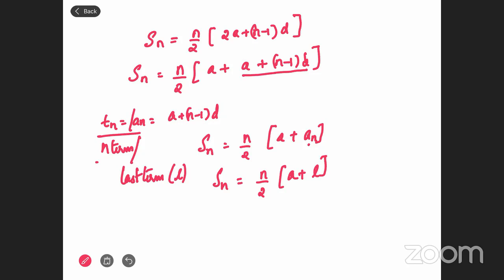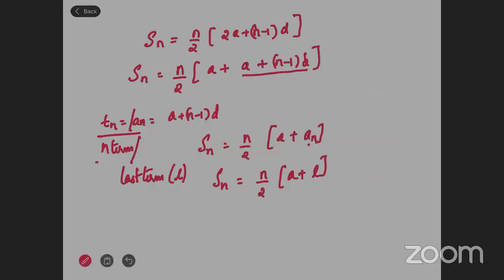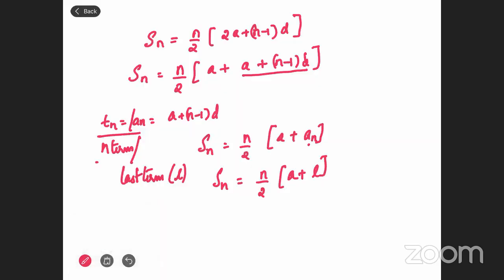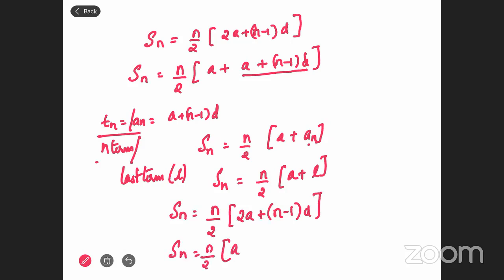What are the formulas that we have got here? Sum of n terms is equal to n upon 2 into 2a plus n minus 1 into d, or Sn is equal to n by 2 into a plus an, or Sn is equal to n by 2 into a plus l.